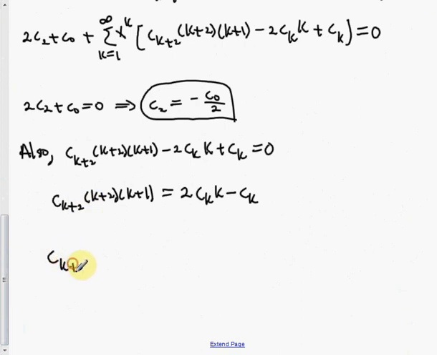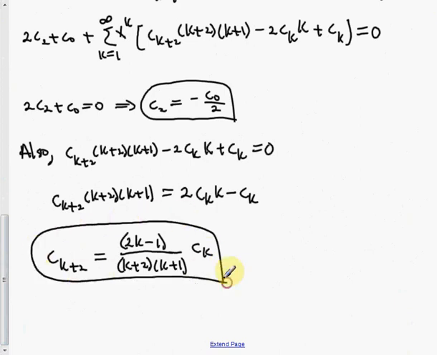So c sub k plus 2 is equal to 2k minus 1, all over k plus 2 times k plus 1, times c sub k. That's what I was going to write at first. I just factored out c sub k, and that's 2k minus 1, all times c sub k. Well, this is our coefficient formula.